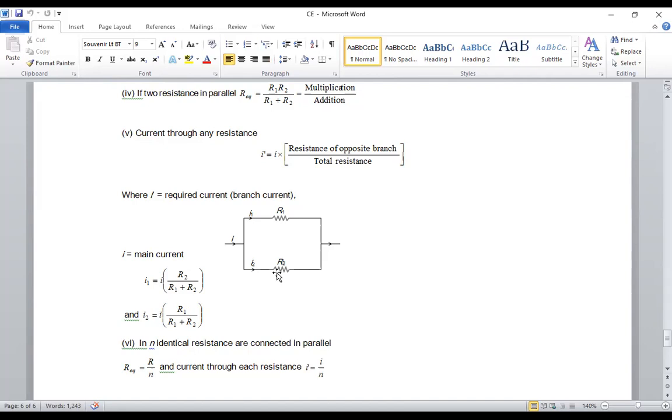In identical resistances, if there are n identical resistors, Rp is equal to R divided by n. So the current is I divided by n. I hope you are clear with the synopsis, right? Good. So now we'll see the numericals part.